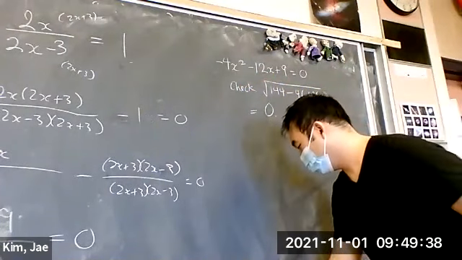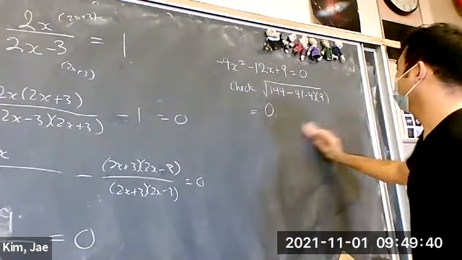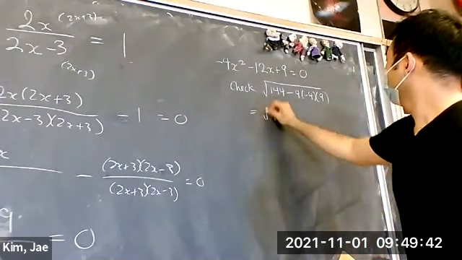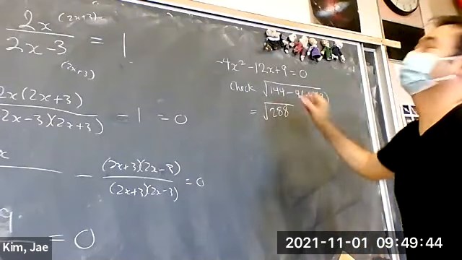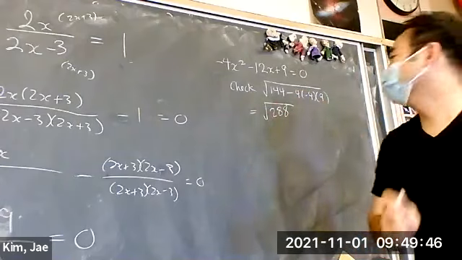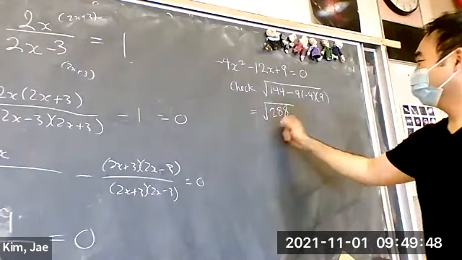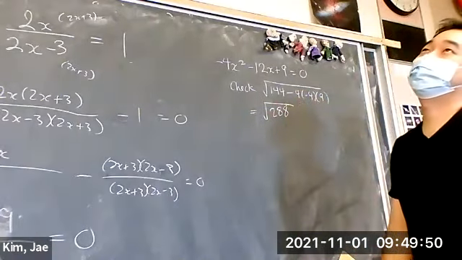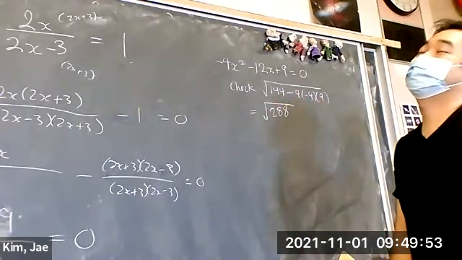Oh, I was so happy. Dang, you're right. It's 288. Oh, I was so happy. I thought it was going to be a 0. Okay. Root 288. Nothing really comes to mind.